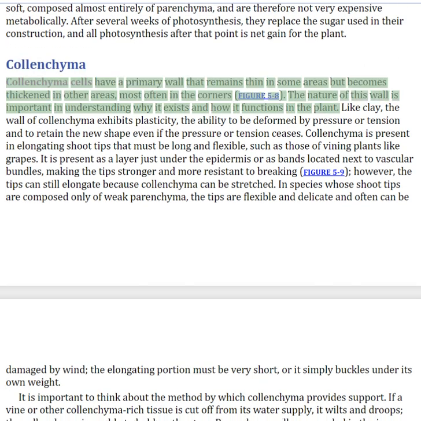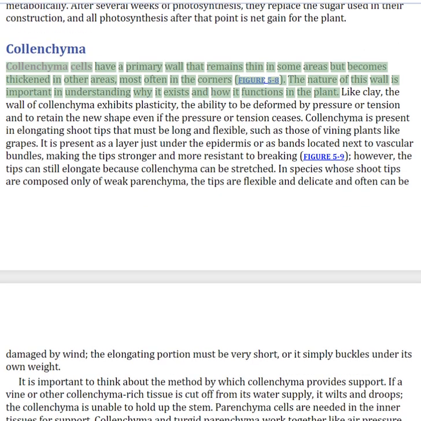Collenchyma. Collenchyma cells have a primary wall that remains thin in some areas but becomes thickened in other areas, most often in the corners.